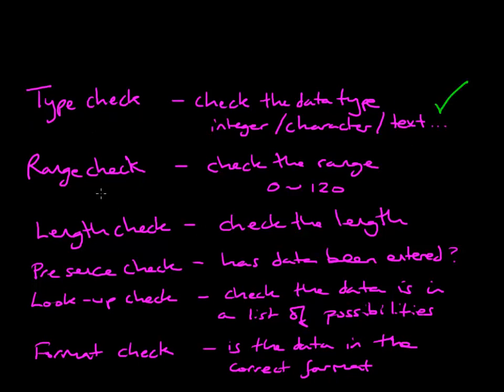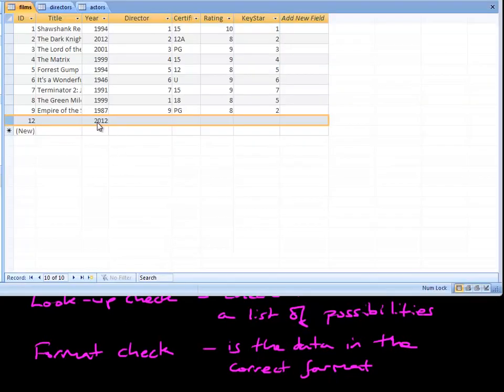And so the next one is a range check. What we can see here is that while I've been able to put 2012 in and that's absolutely fine, and I can't put ABC in now, it is possible for me to say that this film was made in 2200 and it's perfectly okay with me entering that data. But it seems a bit ridiculous. It doesn't seem like it's valid data. How could a film be made in the future?